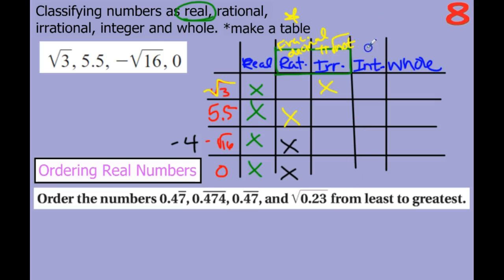Then we have integers. These are numbers counting by ones. I don't count by square roots. I don't count by decimals. I can count to negative 4 by 1s, negative 1, negative 2, negative 3, negative 4. And then our last one, 0, is also an integer. You can count to 0 by 1s, 0, 1, 2. And then last, whole numbers start at 0 and are only the positives. So it must be 0 and there aren't any positive counting numbers. So that's it.